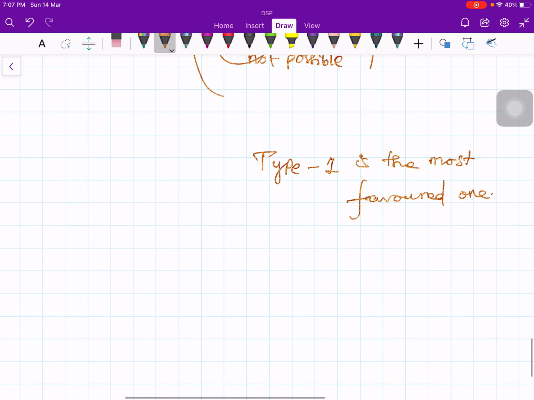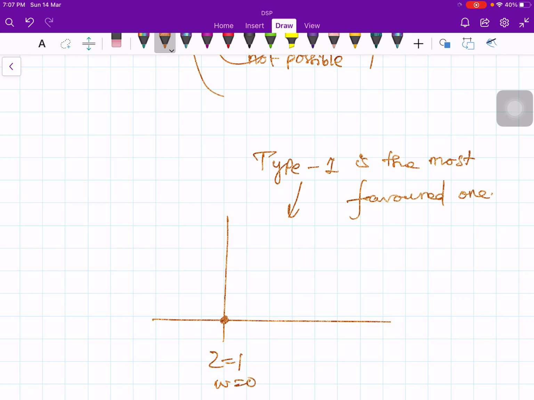Okay, so if you can do it in a type 1, no problem. Type 1 also does not give you a non-integer delay, so that is one advantage. Type 1 gives an integral number of samples delay. Therefore type 1 is the most favored one. Nevertheless, in situations where you require a 0 at z equal to 1, that means at omega equal to 0, you need the response to be 0.